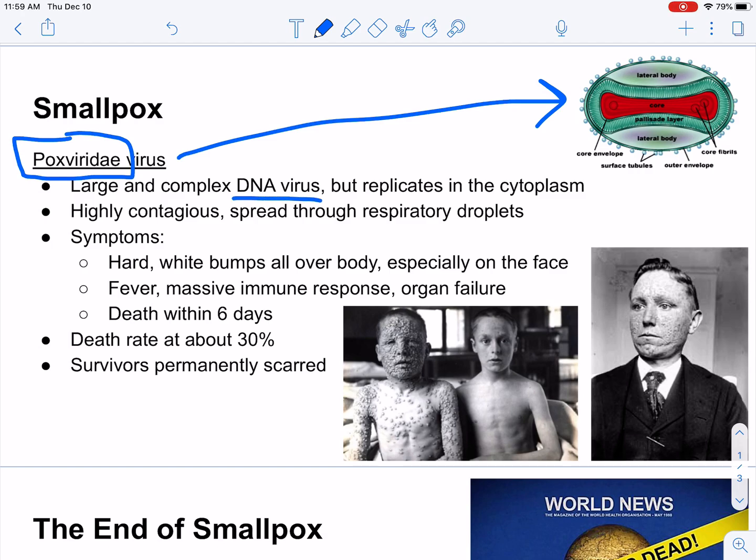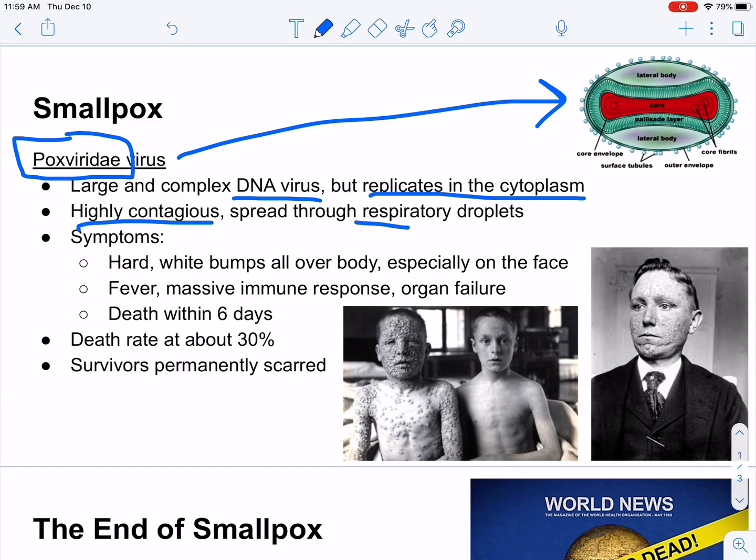They're DNA viruses, but they're unusual in that, as we learned, RNA viruses infect cells and replicate in the cytoplasm. DNA viruses go into the nucleus and take advantage of the cell's DNA. Even though this is a DNA virus, it actually replicates in the cytoplasm outside the nucleus. It's a highly contagious disease.